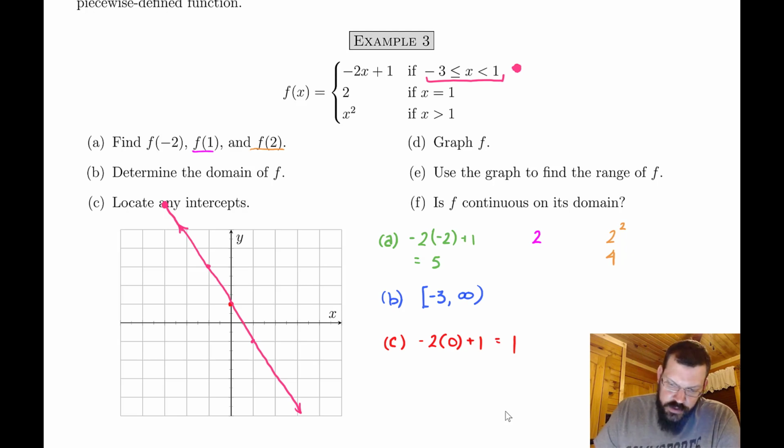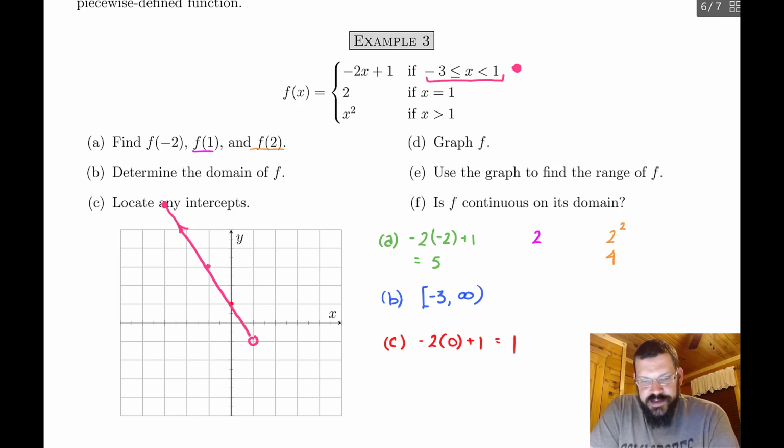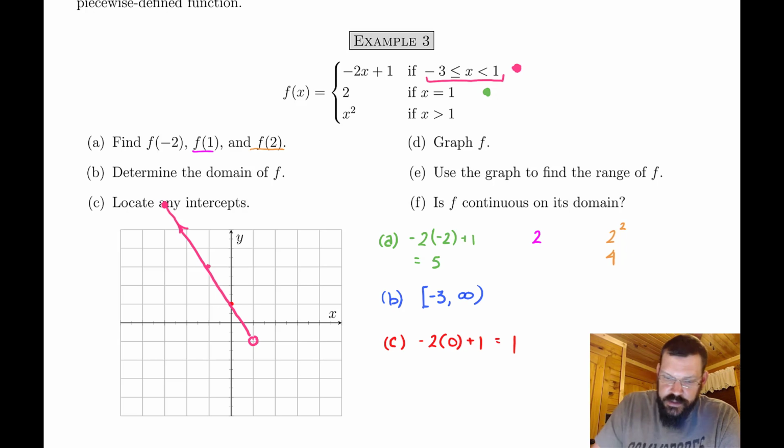And then at positive 1, that erased my whole line, we're going to have an open circle. So there's our graph, negative 2x plus 1 defined on negative 3 to positive 1. Now we want to graph our second part. I'm going to use green, and that's where f of x equals 2 when x is equal to 1. So it's just going to be a dot. That's it.